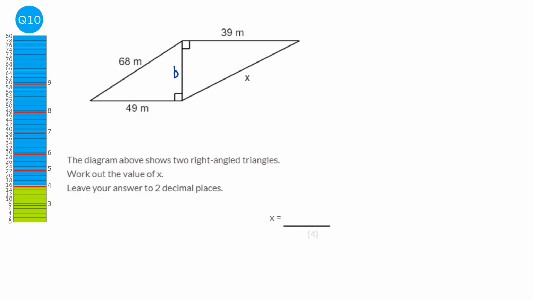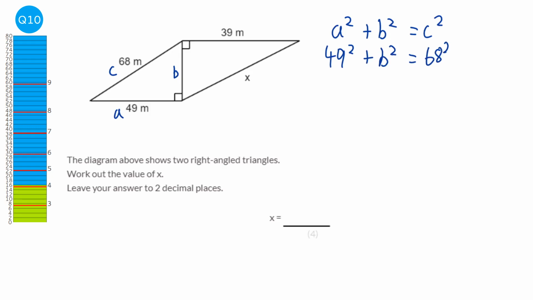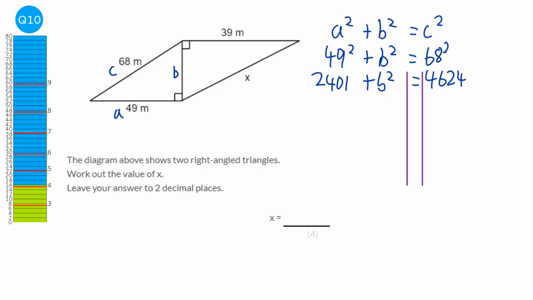We can't work out what x is straight away, but we can find this value here. And we know with Pythagoras we can find a third length if we've got the other two in a right angled triangle. So a squared plus b squared equals c squared. And a and b were labelled. C is always opposite the right angle, so it'd be 49 squared plus b squared equals 68 squared. And 49 squared is 2401, and 68 squared is 4624. So we are solving here, so let's get our lines down.